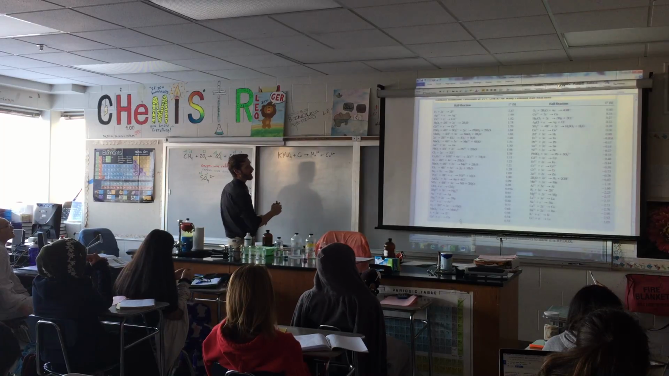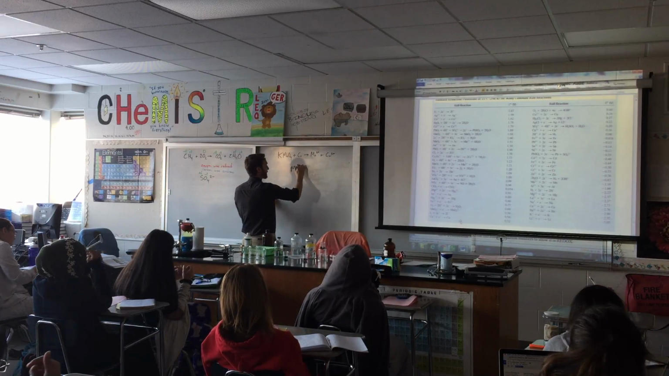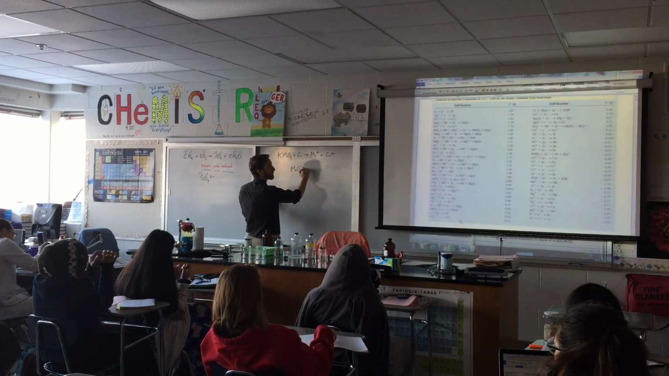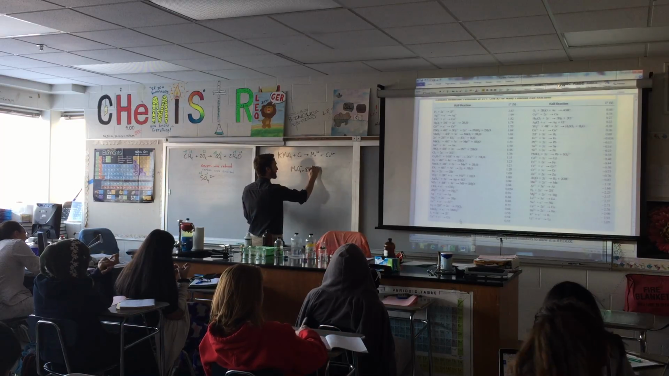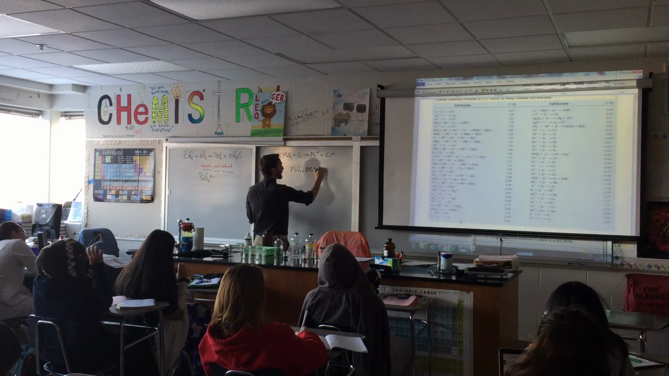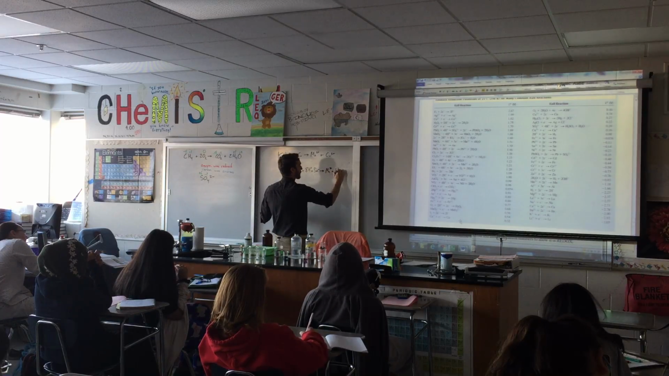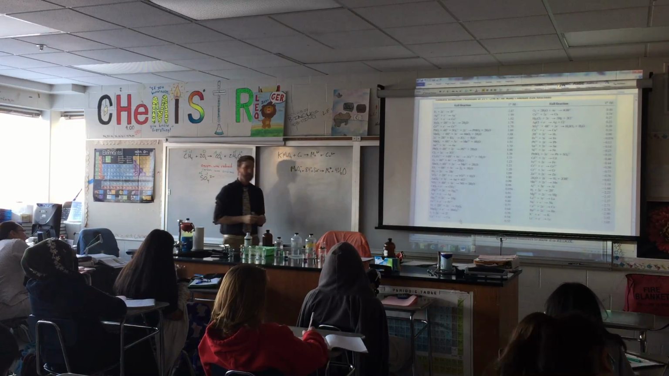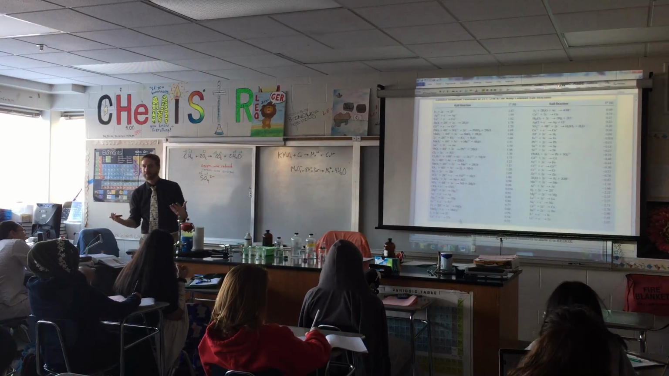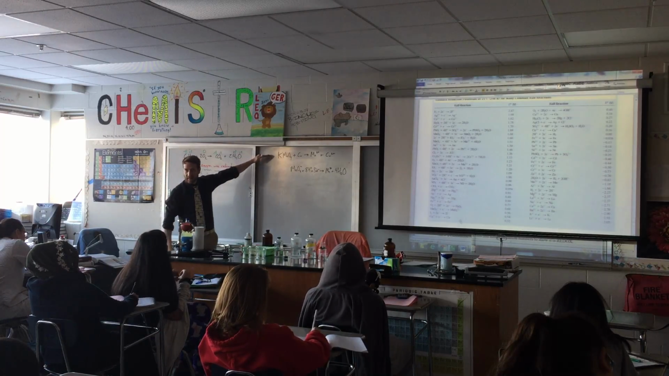So let's write that reaction. MnO4- plus 8 H+ plus 5 electrons yields Mn2+ and 4 H2O. Right? There's a whole bunch of stuff in that half reaction that we never would have even seen up here.